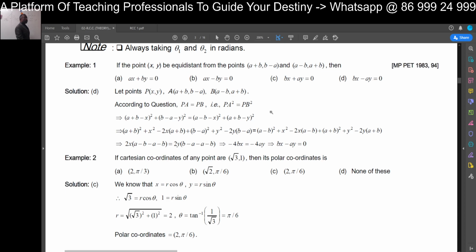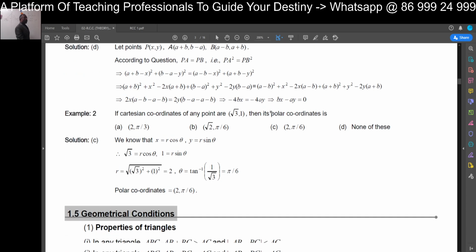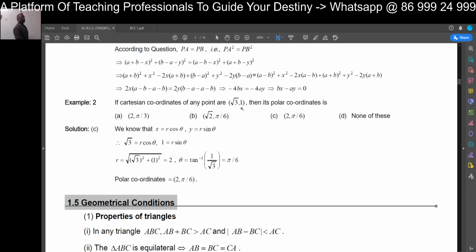Next problem: if the Cartesian coordinates of any point are root 3, 1, then its polar coordinates are. Polar coordinates, we have seen previously, r cos theta is nothing but x. r cos theta is equal to root 3 and r sin theta is equal to 1. Squaring and adding, you will get r value as 2 and theta is tan inverse y by x, 1 by root 3, pi by 6. Polar coordinates are 2, pi by 6.